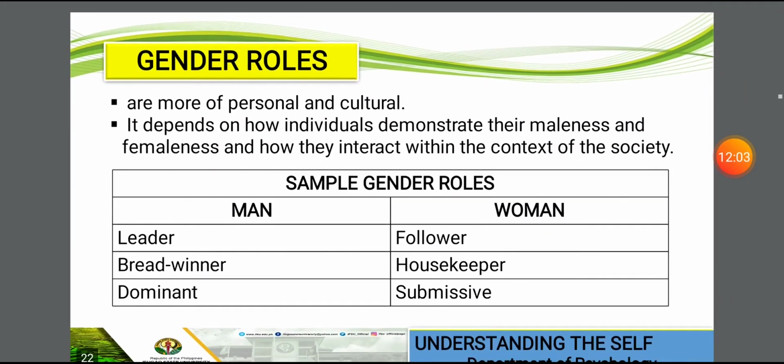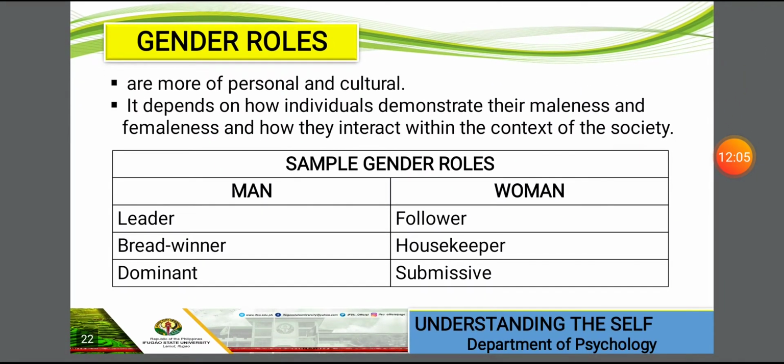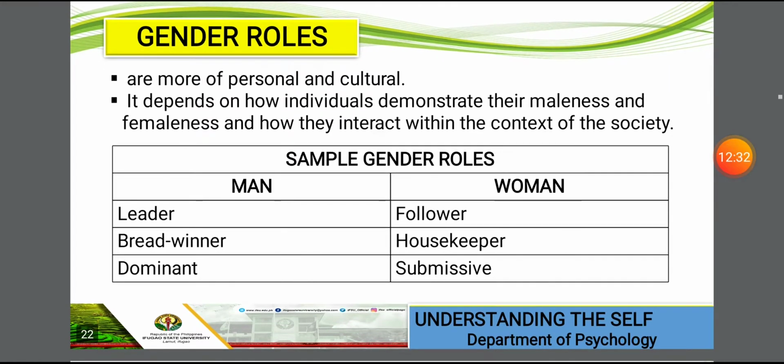Okay, let's proceed to gender roles. This refers to more personal and cultural aspects of our femininity and, of course, our masculinity. It depends on how individuals demonstrate their maleness and femaleness and how they interact within the context of the society. Sample gender roles for men: they are leader, breadwinner, and they often appear dominantly. For women, they are follower, housekeeper, and submissive.